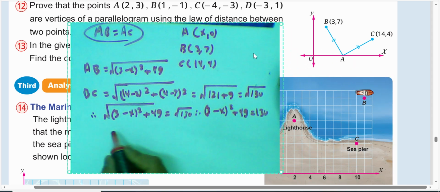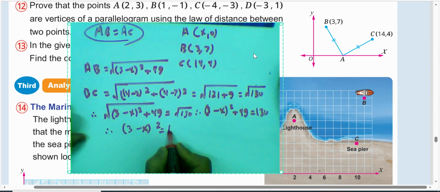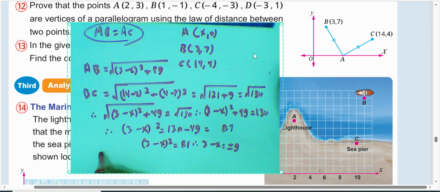Move 49 from the left hand side to the right hand side, then we have 3 minus x all power 2 equal 130 subtracted by 49. 10 minus 9 equal 1. 13 minus 4 equal 9. 130 minus 49 equals 81. Then 3 minus x power 2 equal 81. We can find 3 minus x equal positive or negative square root of 81, equal 9. Then we have two solutions. The first, 3 minus x equal 9, and 3 minus x equal negative 9. 3 minus x equal 9, then x will be negative 6.